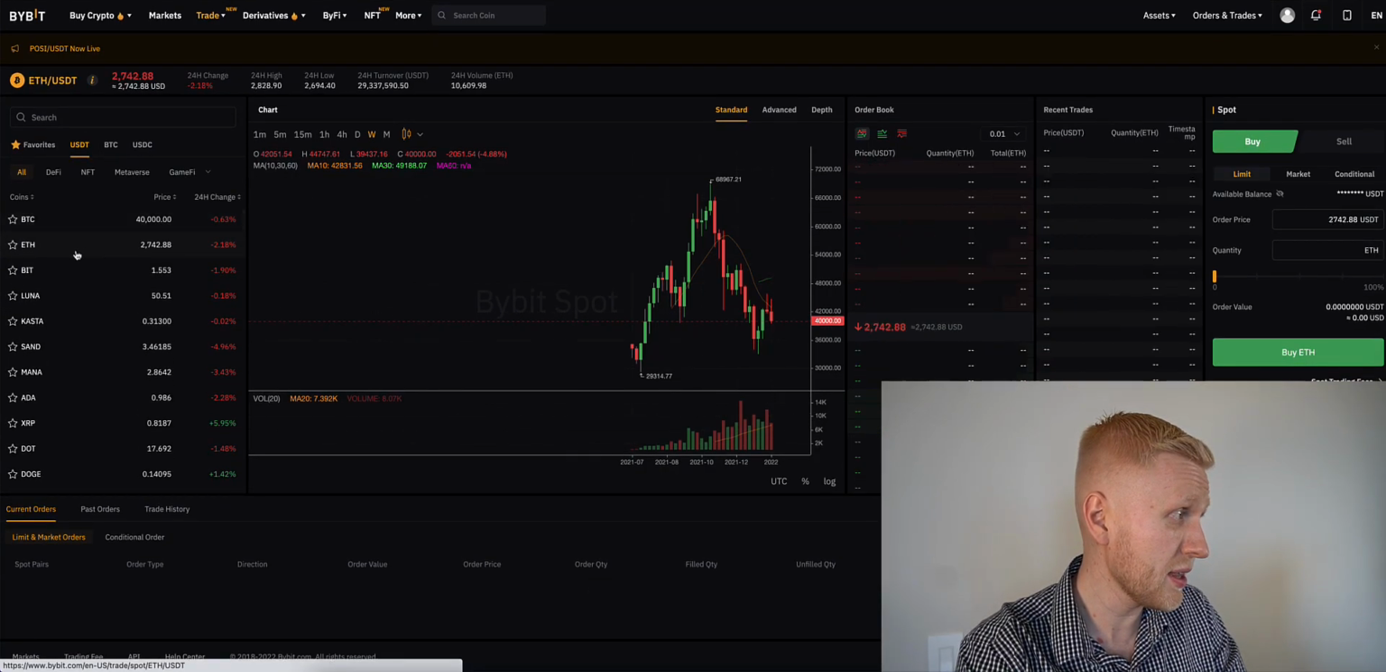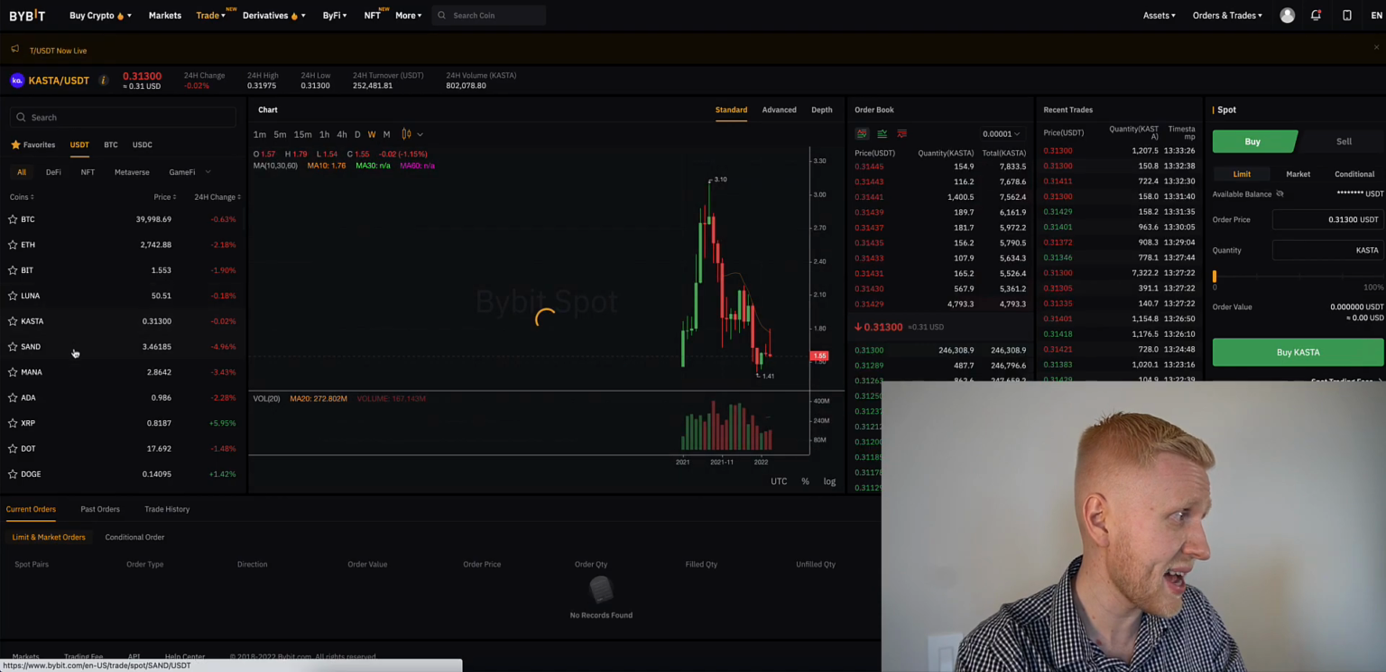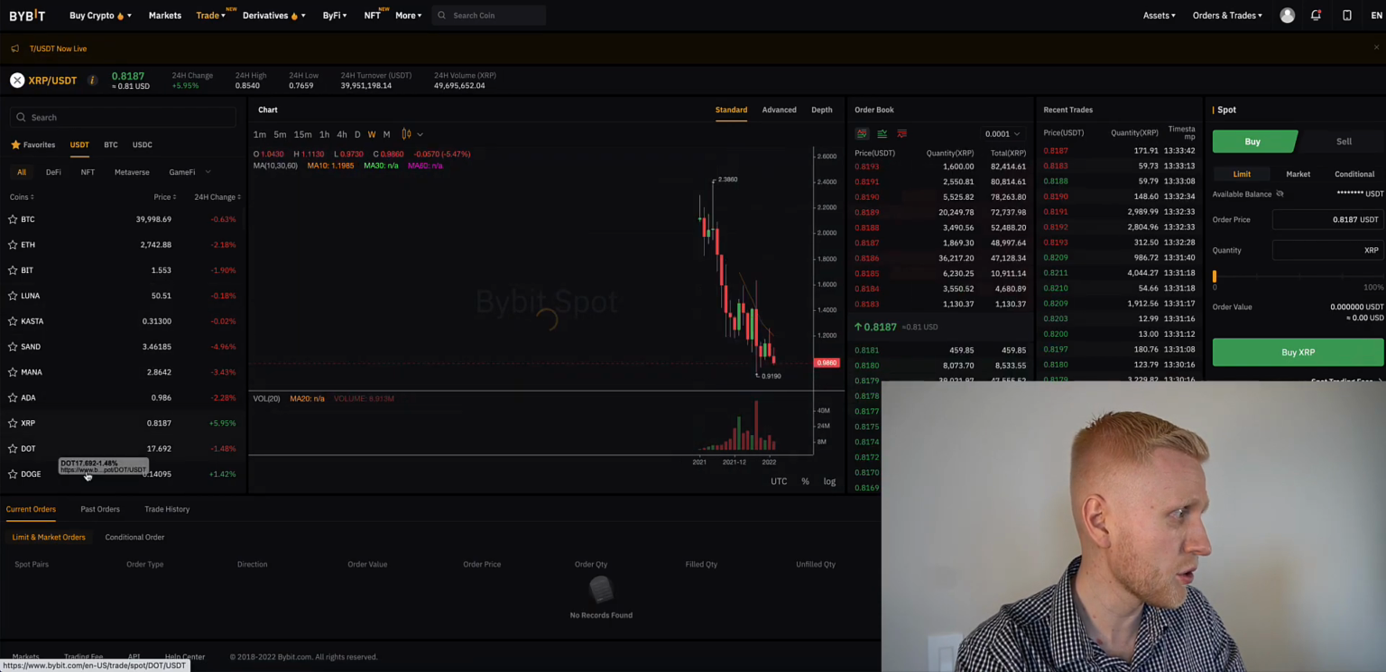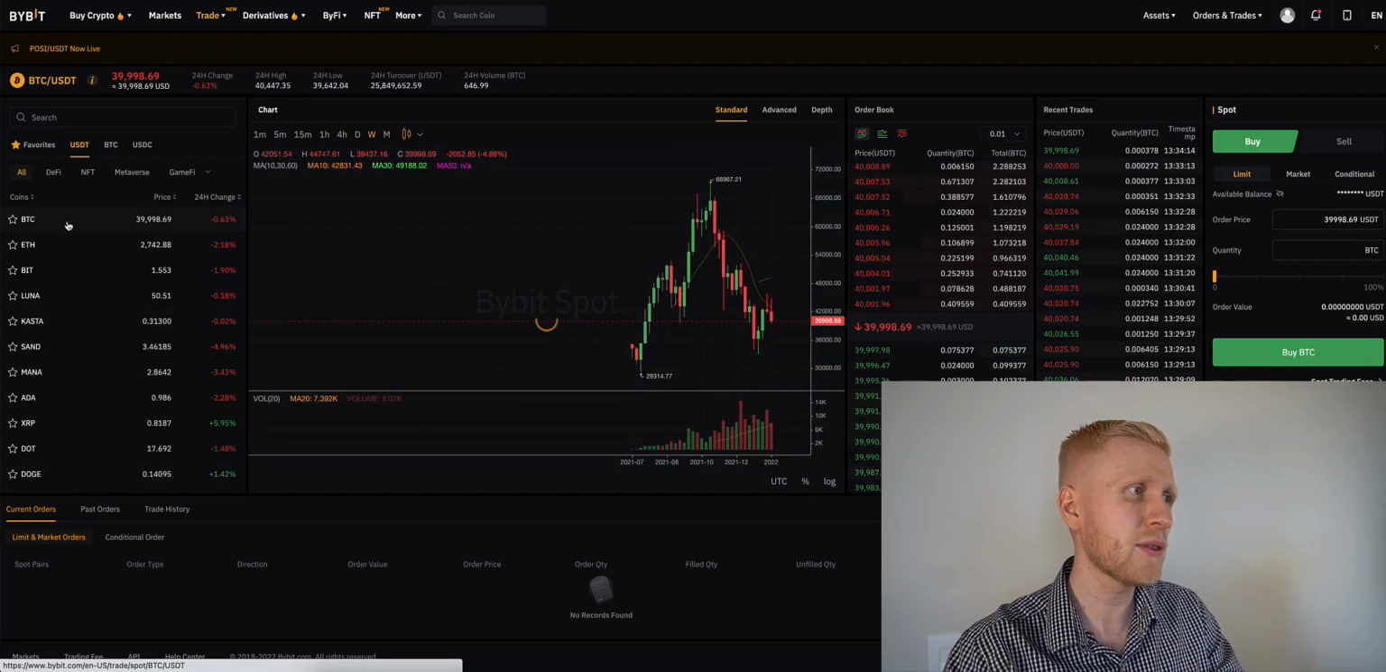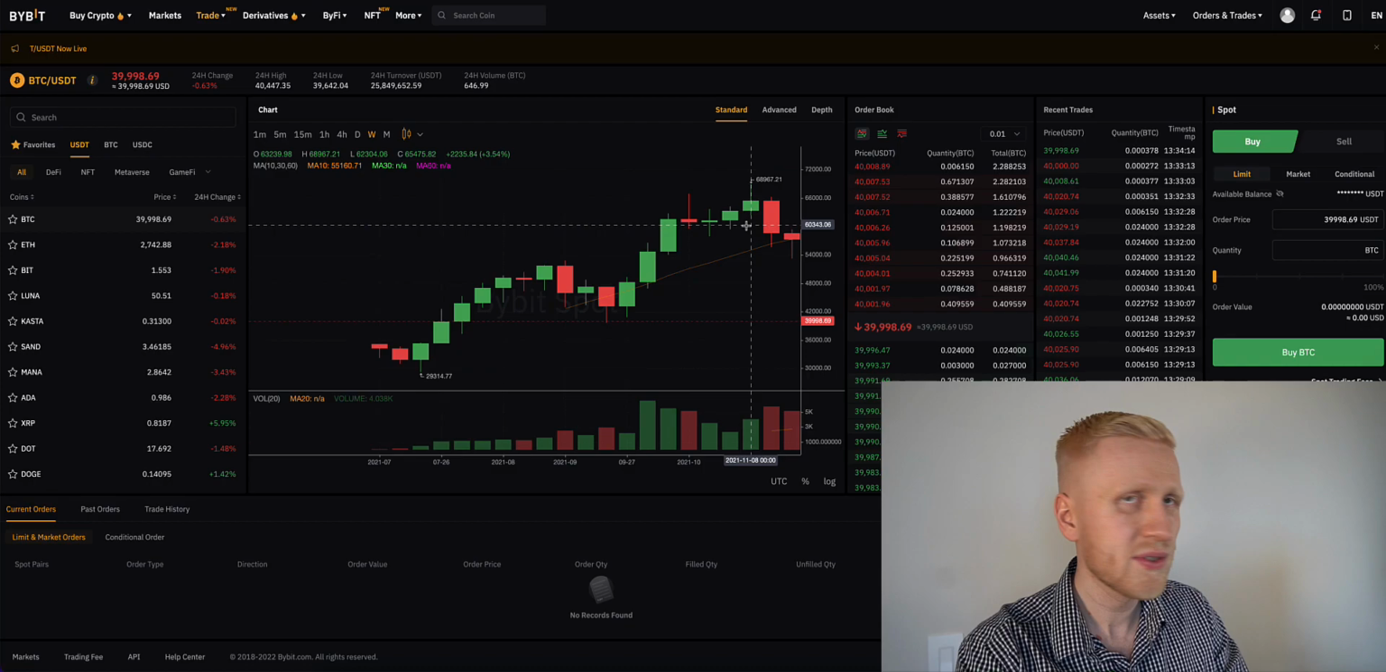You can trade here Ethereum, you can buy Luna, Kusama, Sand, Mana, ADA, XRP, DOT, those. They truly give you a freedom of money. You can see there are so many different ones. So you can make money trading. You can see, for example, buy low, sell high, right?